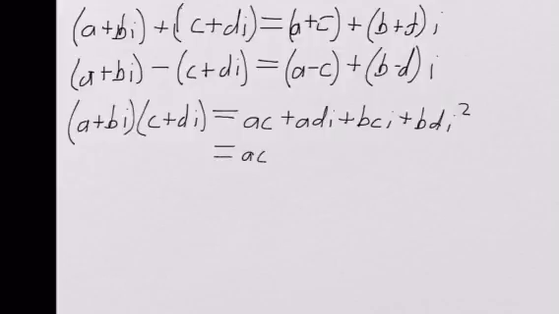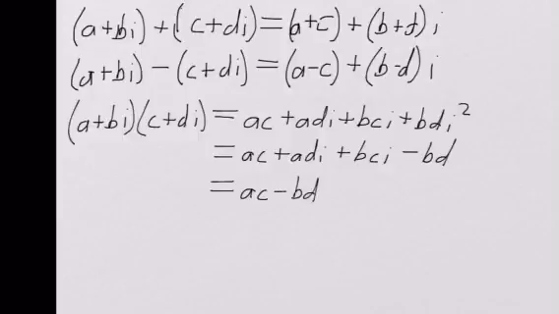So we get ac plus adi plus bci minus bd, and then rearranging it and putting in the format we had before, we get ac minus bd plus ad plus bc times i.